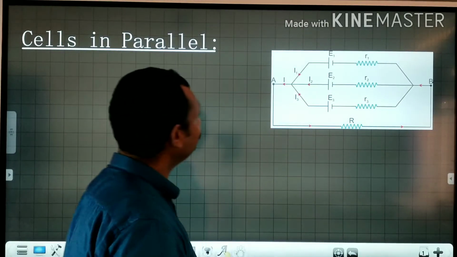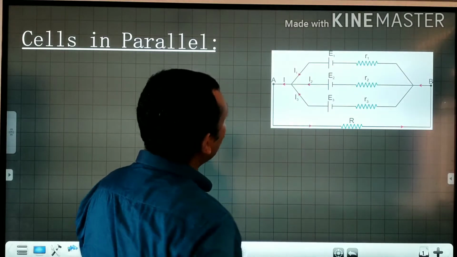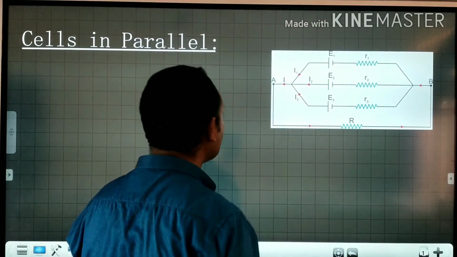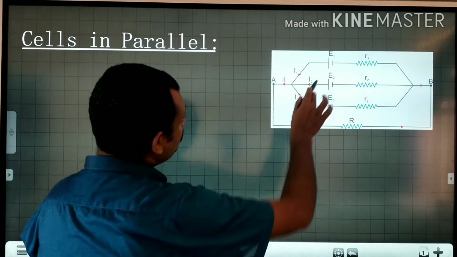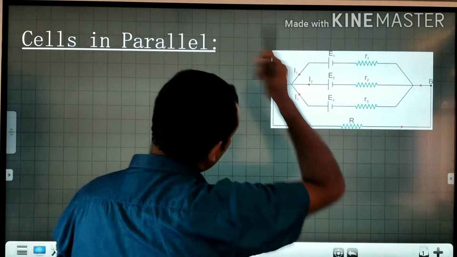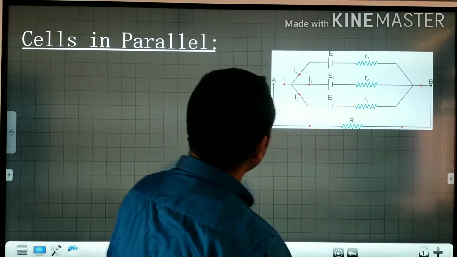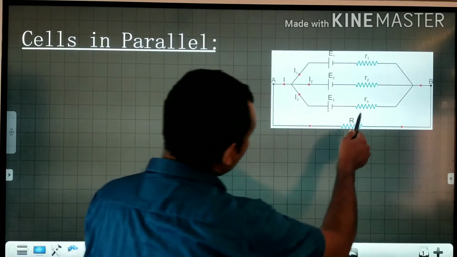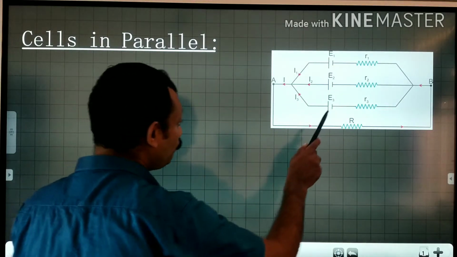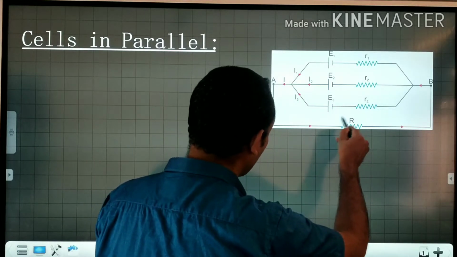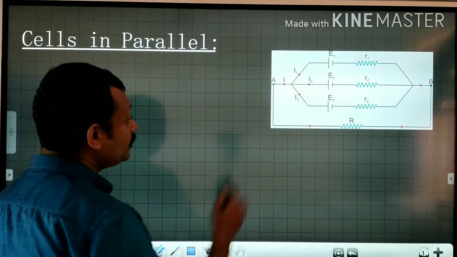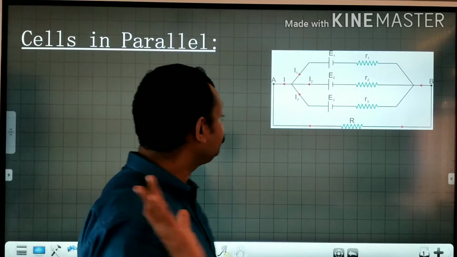In today's class, we are going to study the arrangement of cells in parallel. Now see this figure. This is a cell of EMF E1, internal resistance R1, a cell of EMF E2 and internal resistance R2, a cell of EMF E3 and internal resistance R3, connected to a resistor of resistance capital R.